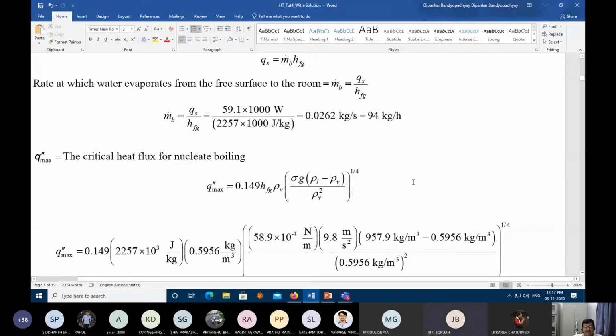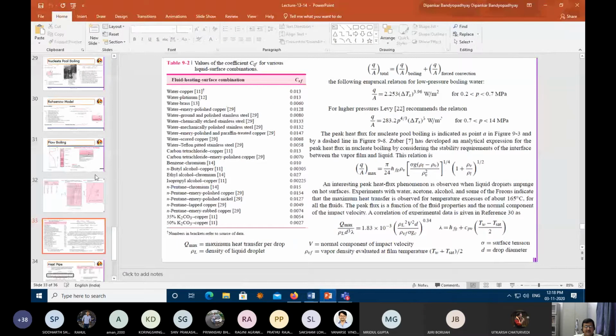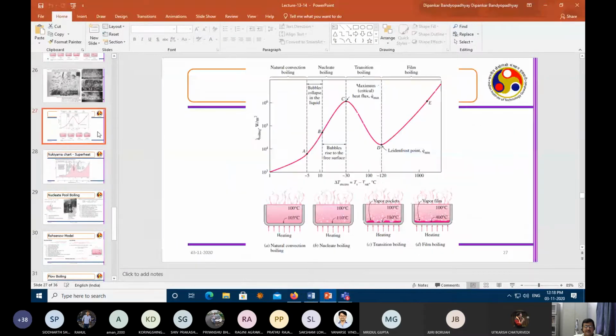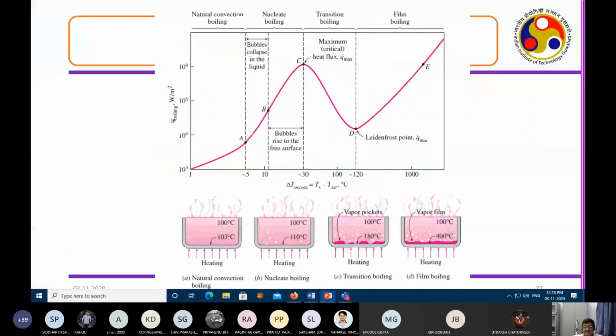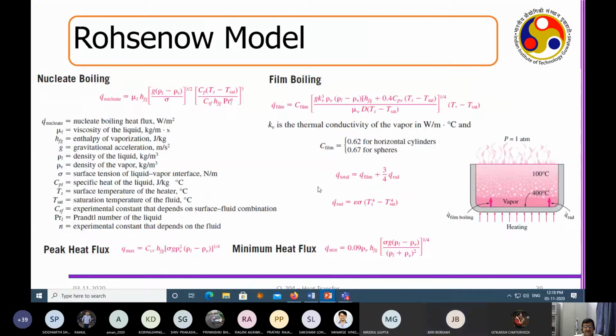Okay, sir. Now how do you get the critical heat flux for nucleate boiling? What is the critical heat flux for nucleate boiling as per this plot? Sir, we'll calculate for the maximum Q. Point C, right? In this plot, point C is the critical heat flux, right? Yes, sir. Now how do you obtain it? You obtain it using the Qmax formula.